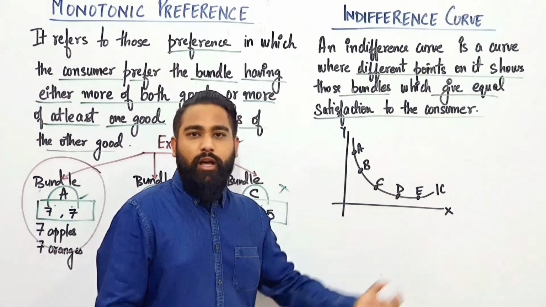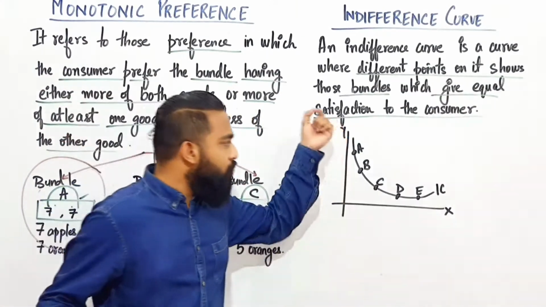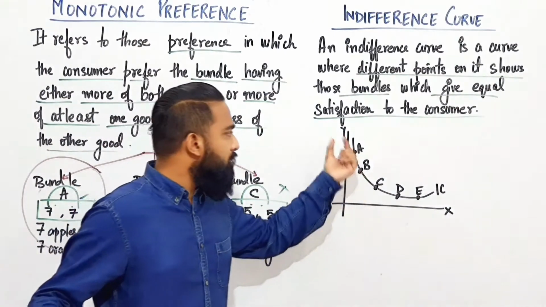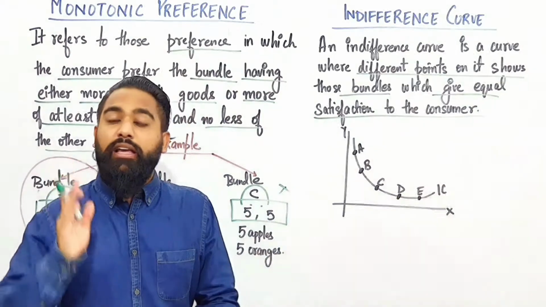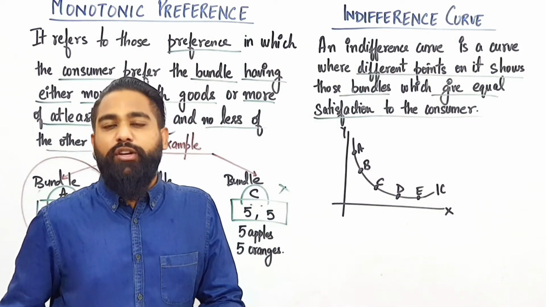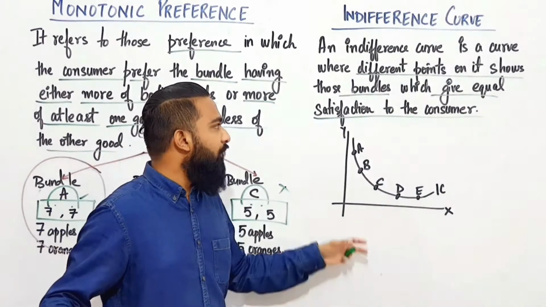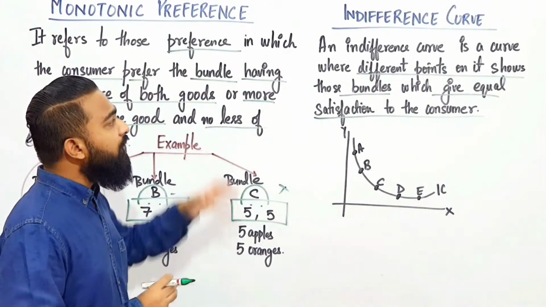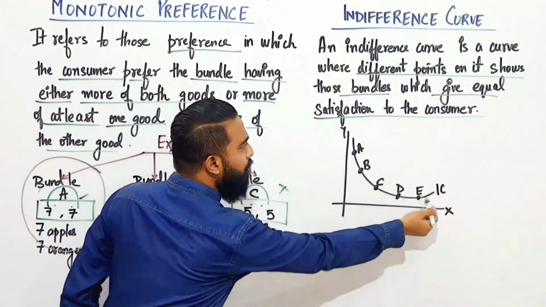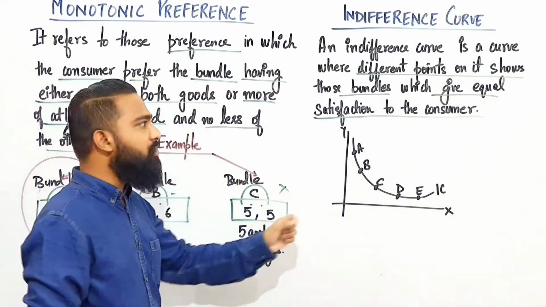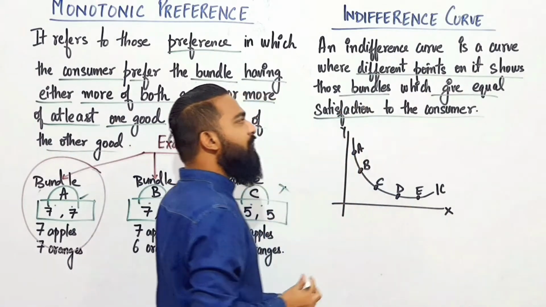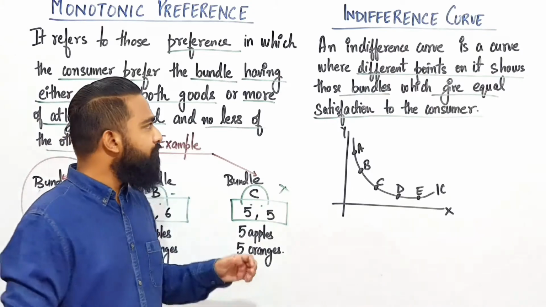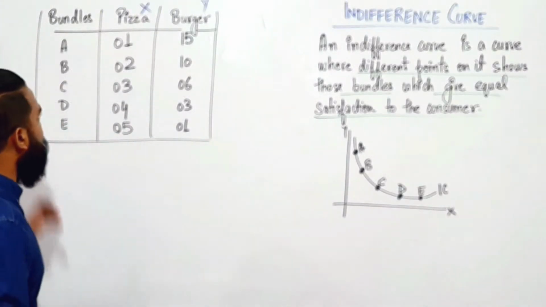First of all, these points show bundles of two goods, and these bundles give an equal level of satisfaction to the consumer. So this is the indifference curve. An indifference curve is a curve where different points on it show those bundles which give an equal level of satisfaction to the consumer. Friends, I have taken 5 bundles.